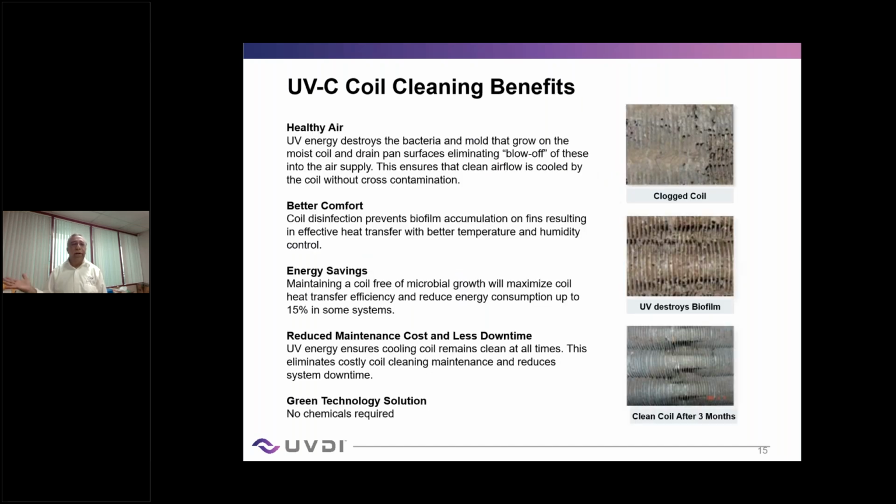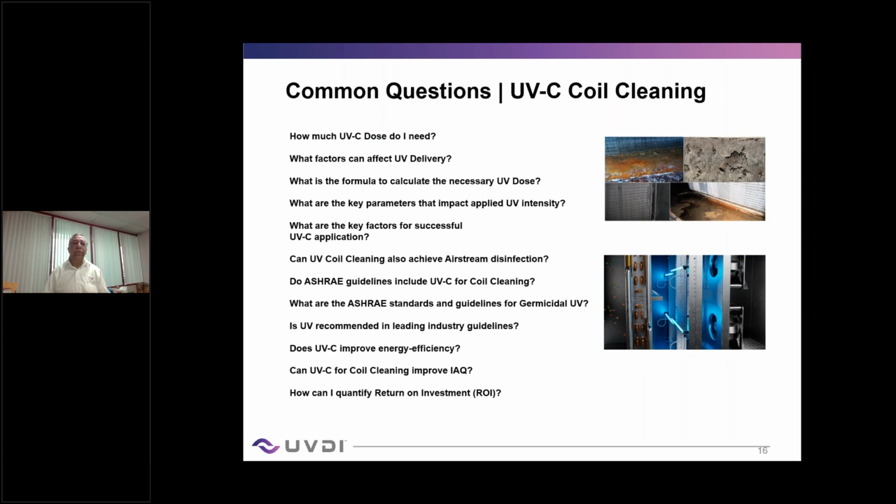So just a summary of the coil cleaning benefits. Of course, the healthy air, and it was good that IAQ is number one on everyone's list. With improved heat transfer, you do get comfort because you're maintaining your temperature and humidity with the cleaner coil. I talked about energy savings. There are several studies which show that your energy savings are 15% and even more. Your maintenance cost goes down, your downtime is lower, and of course, it's a greener solution.